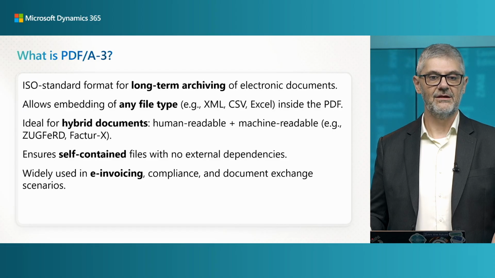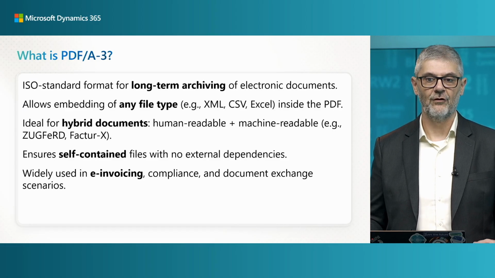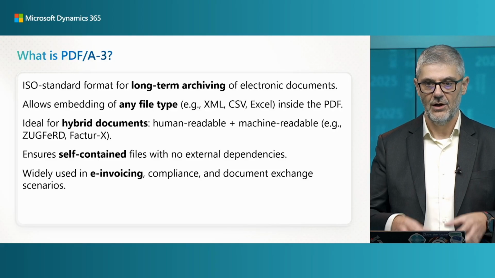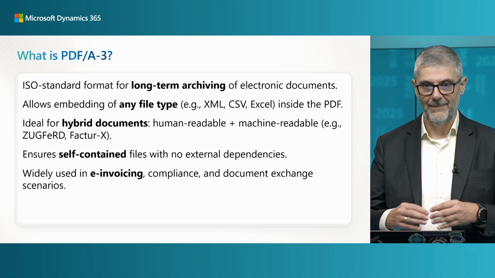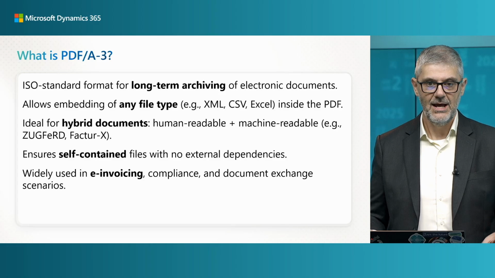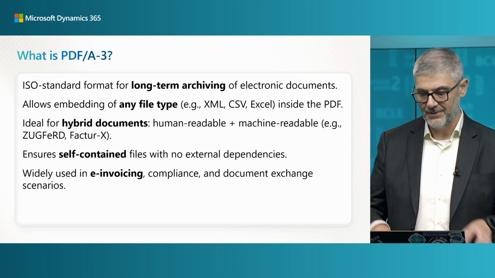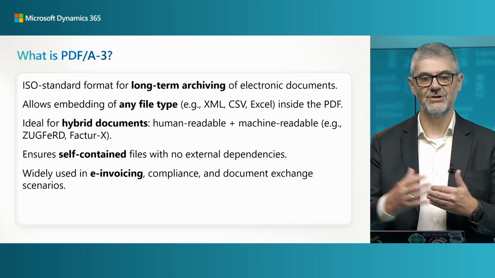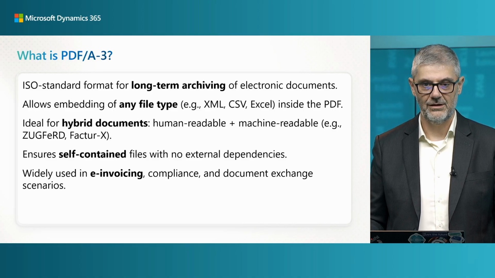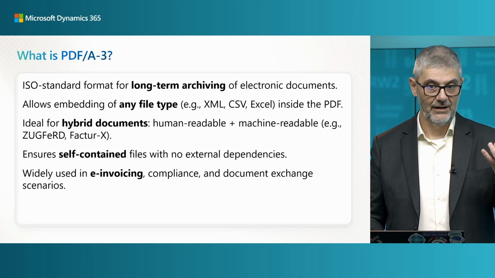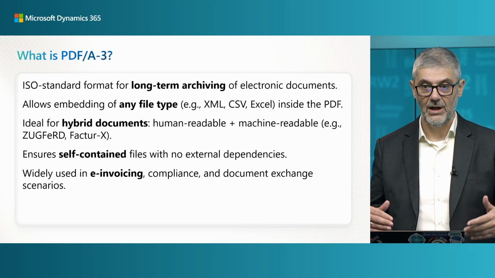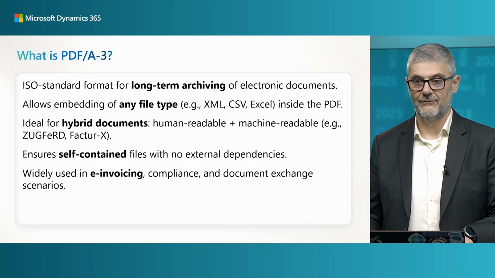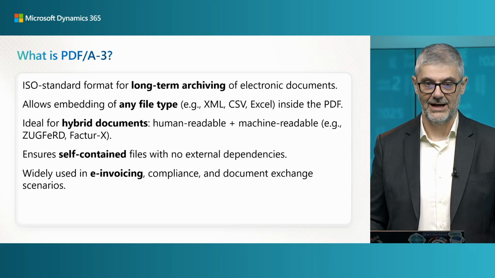So PDF A3 is a standard format for long-term archiving of electronic documents, and it allows embedding any file type into the PDF. In ZUGFeRD we are doing this with XML, but you can embed any file format there. This is ideal for hybrid documents, to keep a human-readable format as a PDF, but at the same time it is machine-readable for specific electronic documents. This ensures self-contained files, so there are no external dependencies, and this is widely used in invoicing, especially in Germany for ZUGFeRD. We use it in France for Factur-X and some other countries.